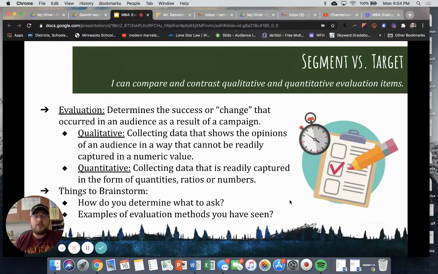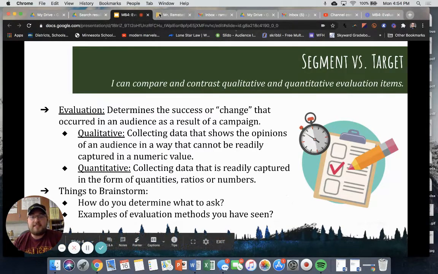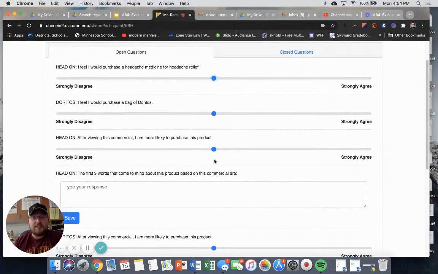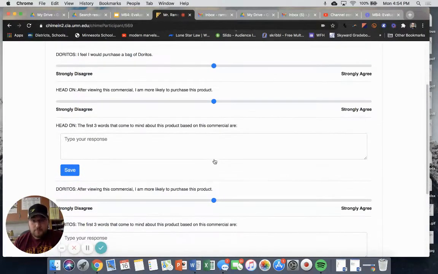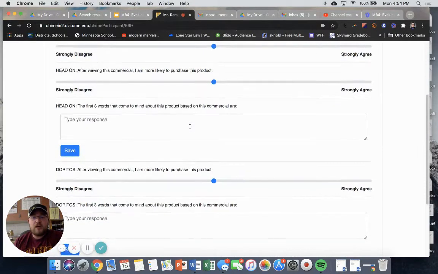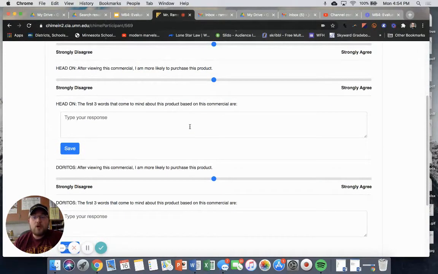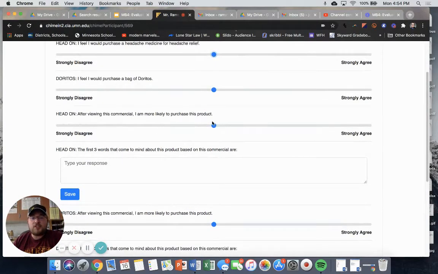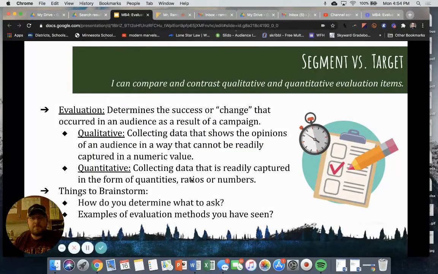converted into numbers. And you had the opportunity to experience that on this survey that you did for me for Doritos and Head On. The first 3 words that come to mind about this product are... That is an example of a qualitative question, because generally you're all going to have different words. I'm not telling you to pick from a certain list of options. Okay. These other slider questions are all quantitative, because I can take the average and figure out what level our class tended to be at on those scales.